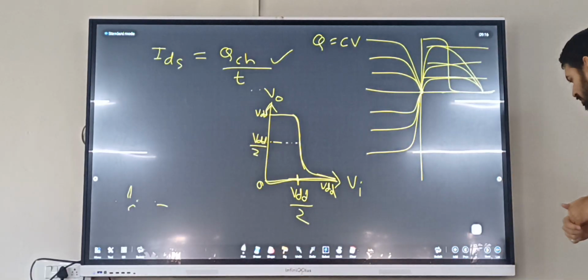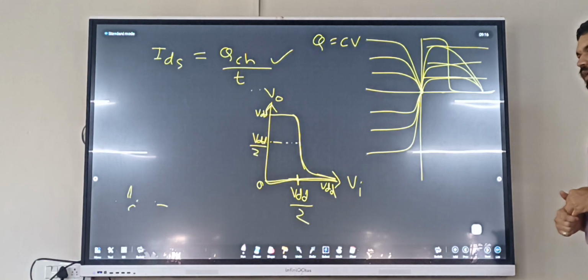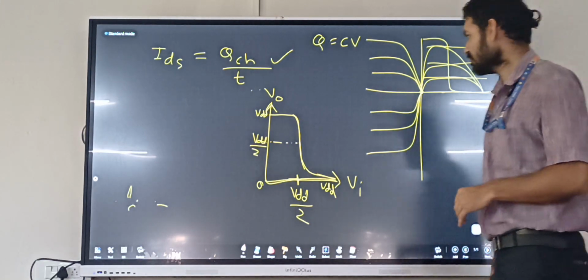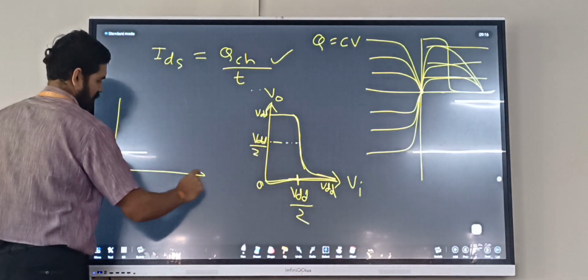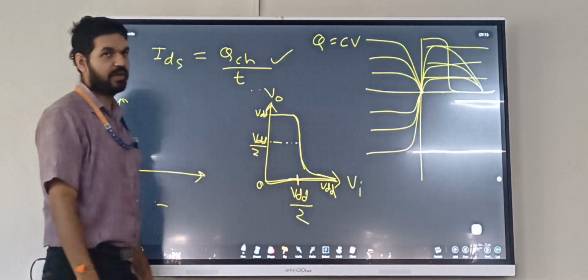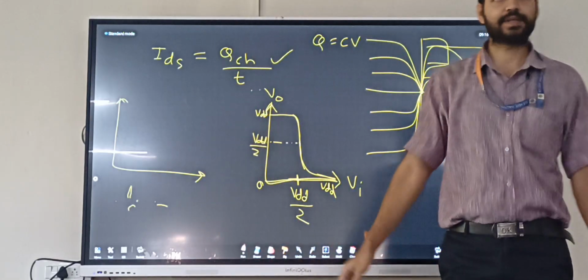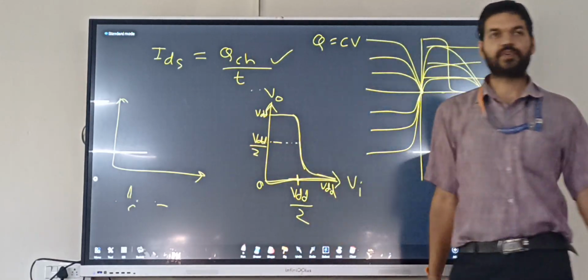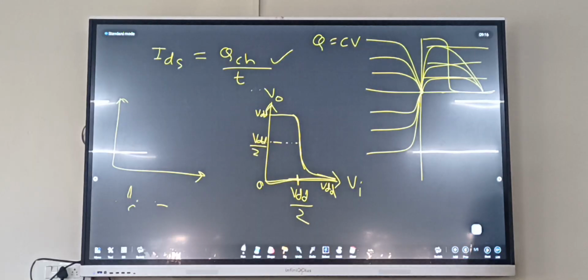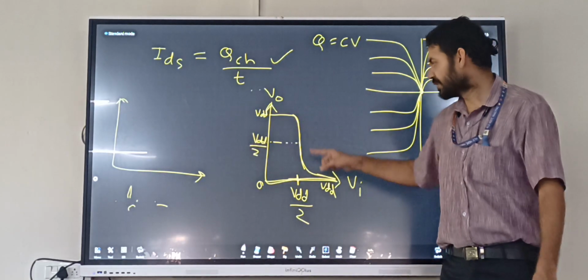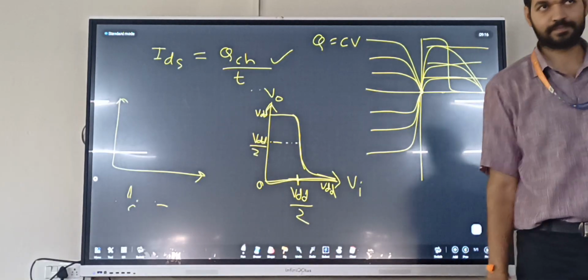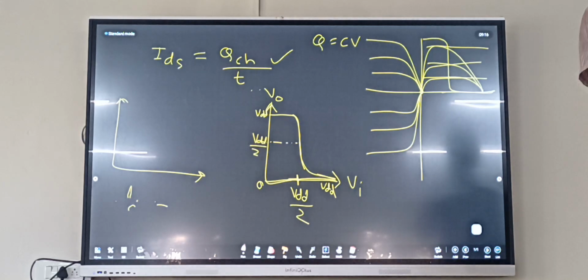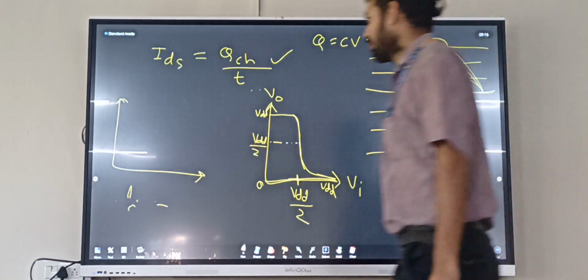Next, we are moving towards the effect of beta ratio on transfer characteristics. So we know what the transfer characteristics are now. This is the transfer characteristics. I'll explain this concept in very simple words. Effect of beta ratio means what? What is beta actually?